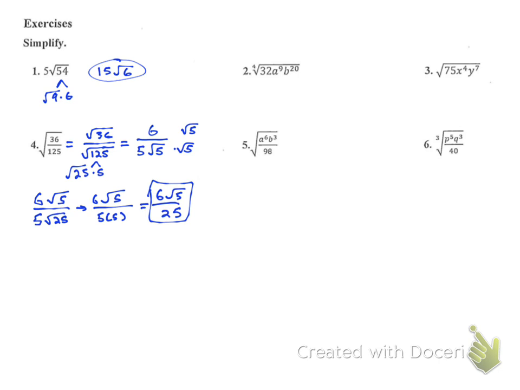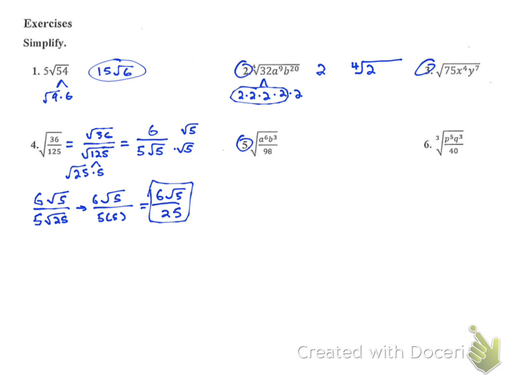Number 2. Fourth root of 32, its prime factors would be 2 times 2 times 2 times 2 times 2. How many of a kind do we need to take one out? 4 of a kind. The index number is 4, fourth root. So we take out a 2, and 2 is left inside the radical.